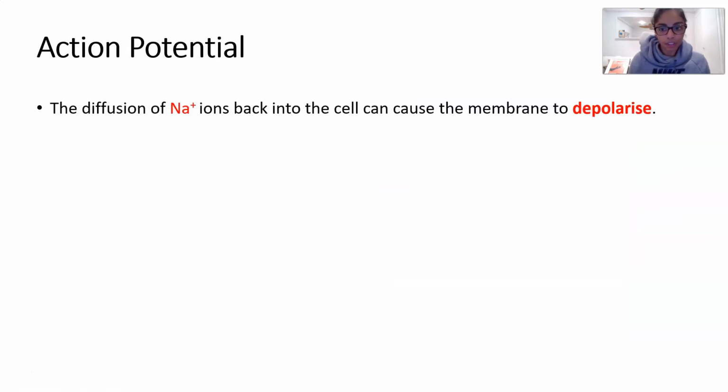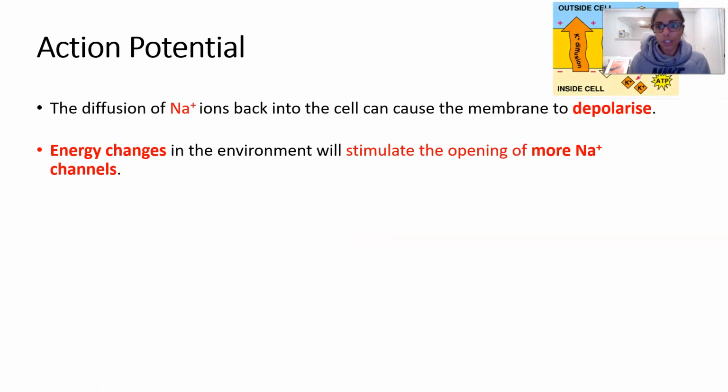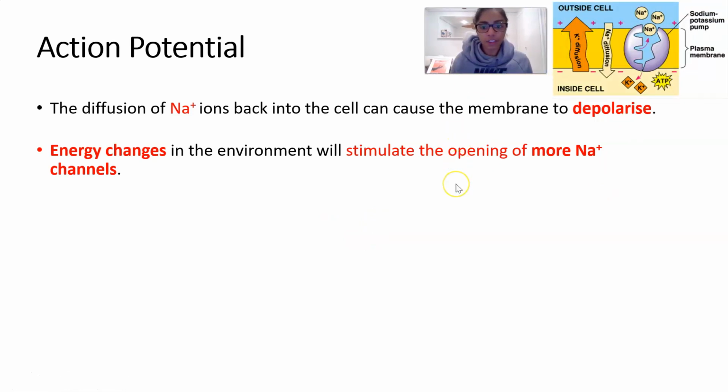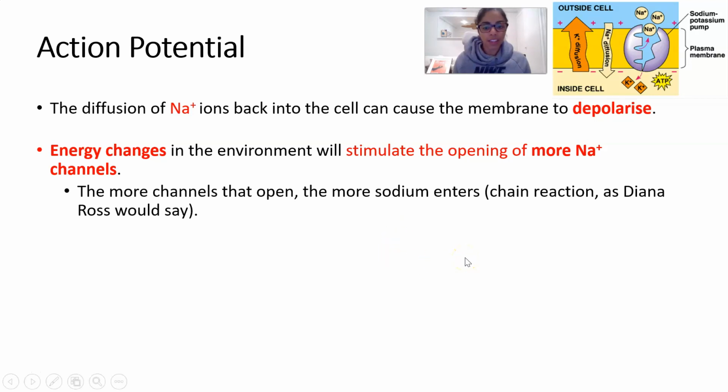As an action potential is fired, we know that the sodium ions enter the membrane, causing depolarization. This energy change, where sodium ions start to rush into the cell, will stimulate even more sodium channels to open, thus having this massive influx of sodium into the cell, and it's causing that chain reaction or domino effect.